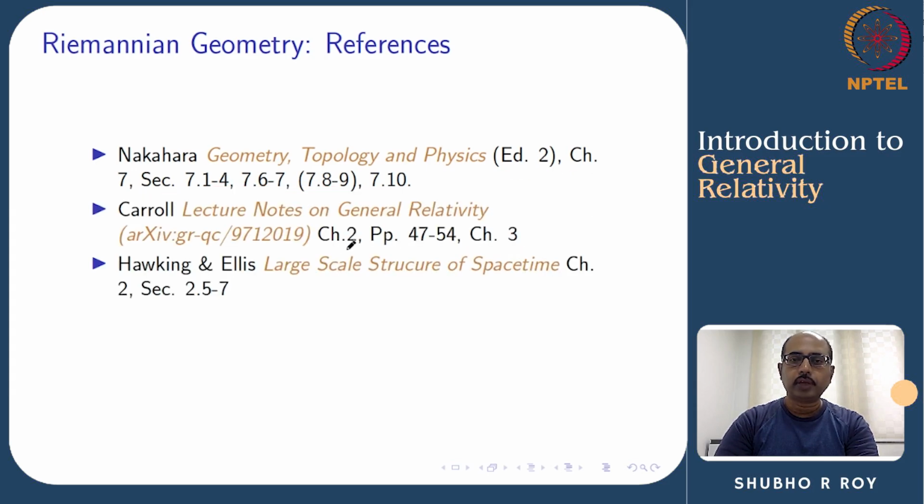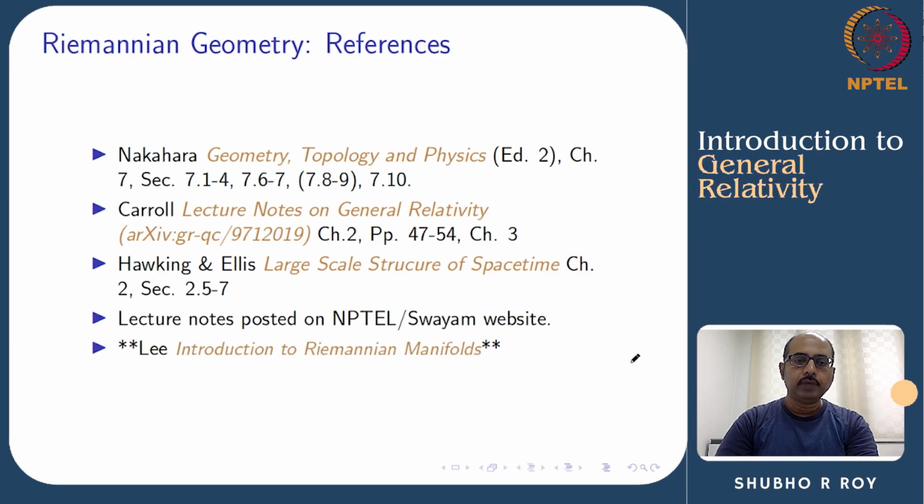Carroll's lecture notes, second chapter, 8 pages, as well as entire chapter 3. And Hawking and Ellis's textbook, second chapter, sections 2.5 to 2.7, cover a similar amount of material and can be considered alternative references for this part. As usual, the lecture notes will be posted on the NPTEL-NOC website. You can refer to them as well. And finally, those who are looking for a little bit of mathematical depth and rigor can refer to Lee's excellent text on Riemannian geometry, which is a mathematics text at the graduate level.